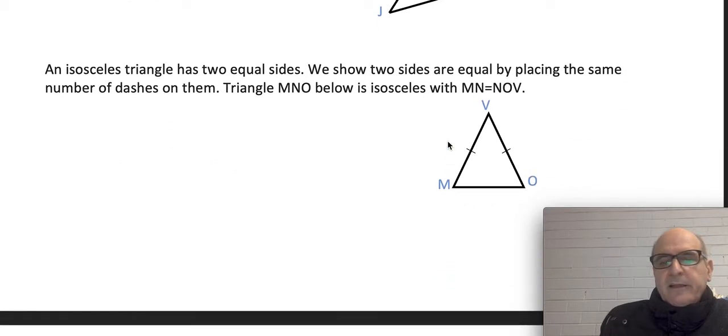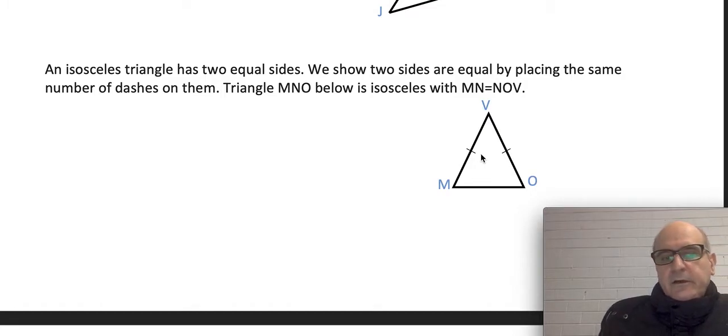On the other hand, in an isosceles triangle, two sides are the same. Here we got this triangle MVO, and MV and OV are equal. And this little dash on them tells us that they are equal. So if I have one dash here, that means they are equal. It could be two dashes, that doesn't matter. If both of them have two, that means they are equal.